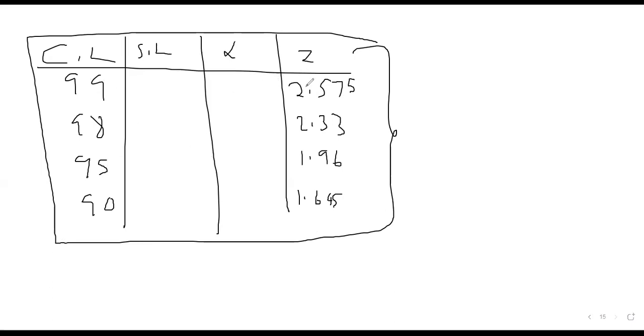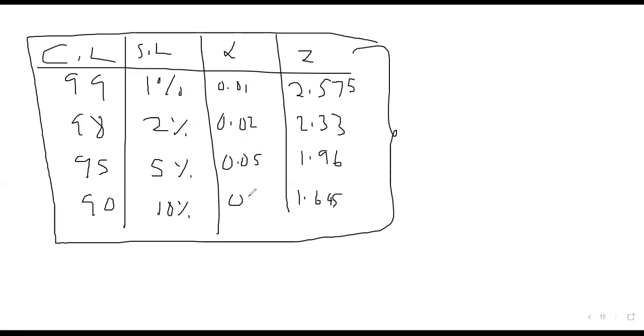So 99, 2.575. 98, 2.33. 95, 1.96. And 90, 1.645. All right. So for 99%, the significance level is simply 1%, the difference from 100. Then 2%, 5%, 10%. Then the alpha, just divide this by 100: 0.01, 0.02, 0.05, 0.10. This is all I need you to master for now.